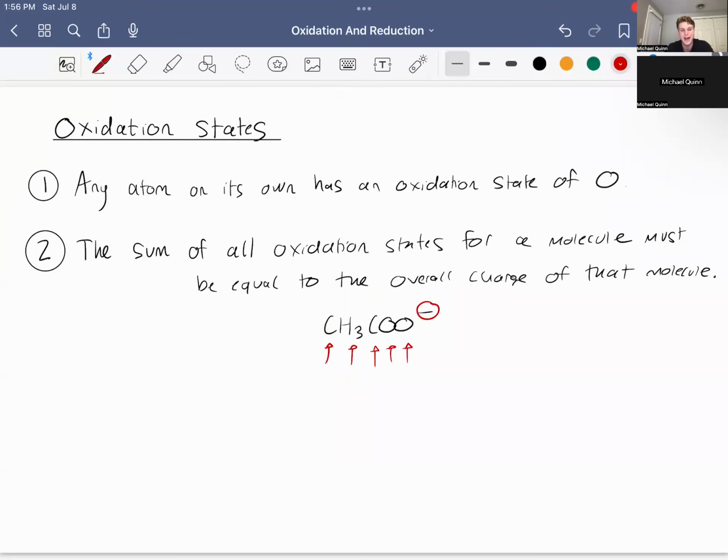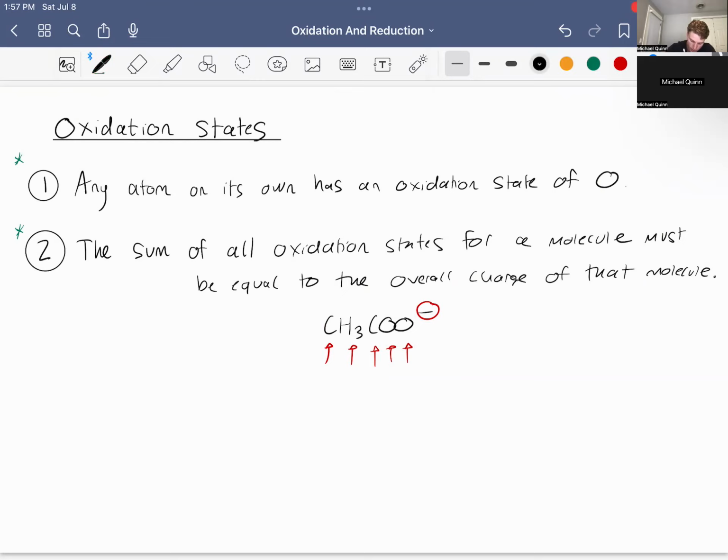Now we should note, as we go through these rules, that each rule is more important than the last. So rule number 1 is more important than rule number 2, and rule number 2 will be more important than rule number 3, and so on.